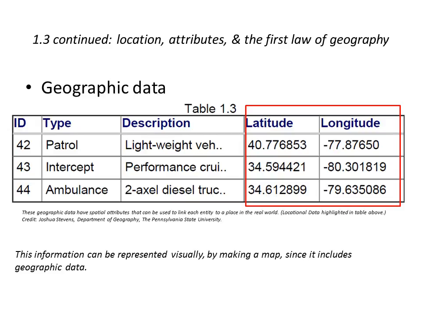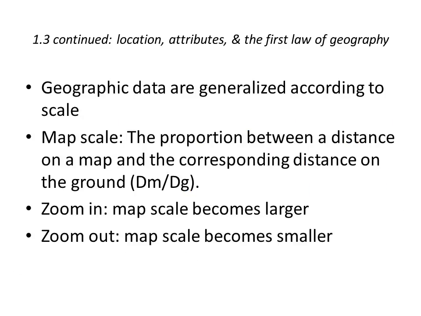When we add geographic data, in this case, XY coordinates, that is latitude and longitude, the information then can be represented visually by making a map as well. So you have to have that geographic element to the data in order to make a map. And what we can do with GIS is take non-spatial data, non-geographic data, and add location to it, and then be able to make a map.